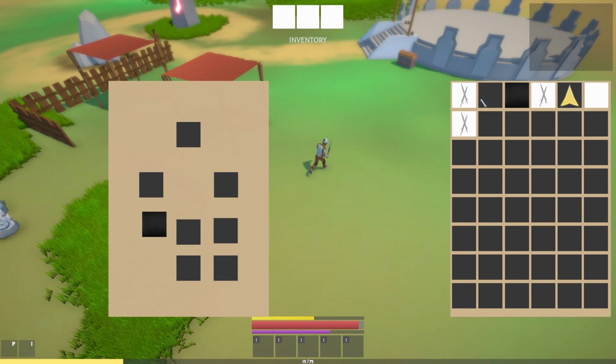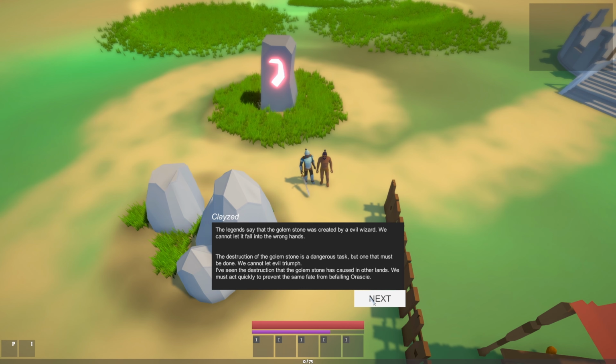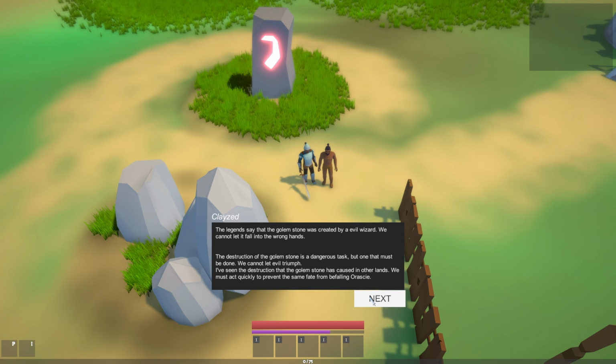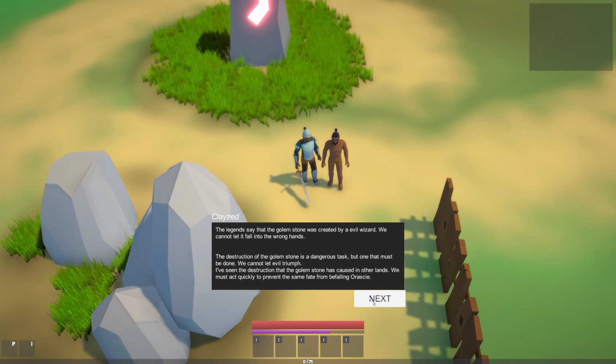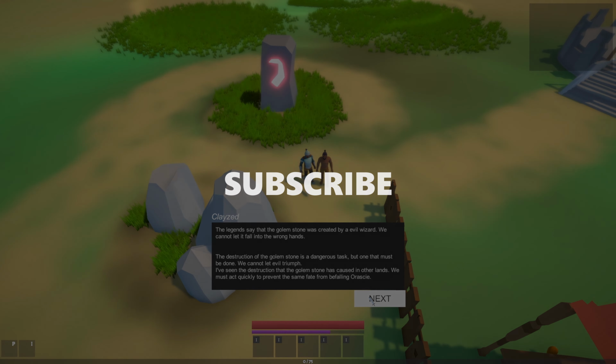The golem stone was created by an evil wizard. We cannot let it fall into the wrong hands. The destruction of the golem stone is a dangerous task, but one that must be done. We cannot let evil triumph. I see the destruction that the golem stone has caused in other lands. We must act quickly to prevent the same fate from befalling Arasai.